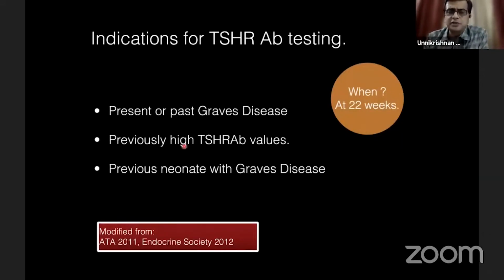So indications for TSH receptor antibody testing in pregnancy: the ideal time is about 22 weeks. If there is present or past Graves' disease, if there is a high TSH receptor antibody, if there's a history of a previous neonate with Graves' disease.